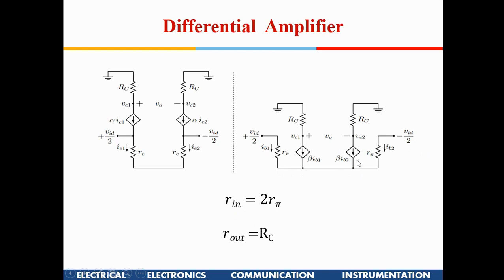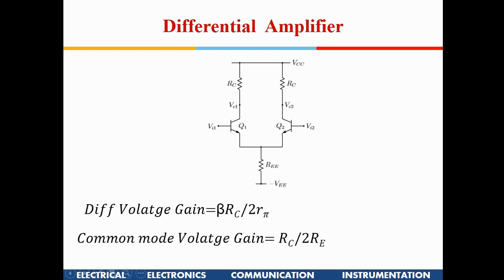And what is the output? This is the output node, right? So if you see here, it is RC. If you see bottom, it will be R0, but we are assuming R0 of this transistor will be pretty much higher than RC. So you can approximate that the output impedance is going to be R0 in parallel with RC, right?